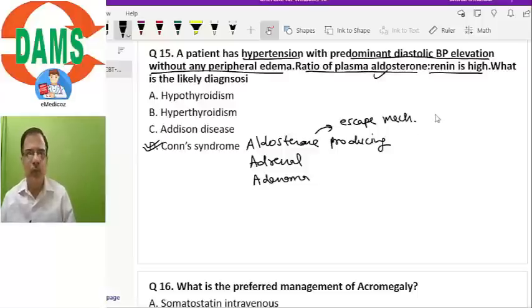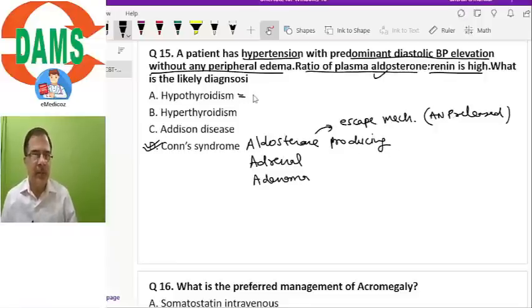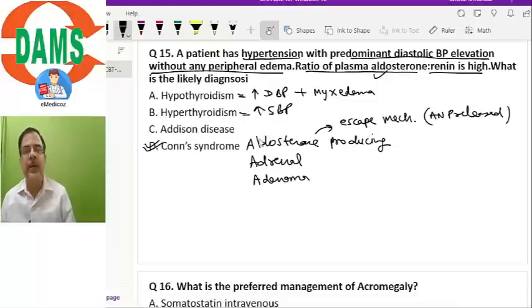Whenever there is a fluid overload, ANP is released, and because of the ANP release, fluid overload is prevented in Conn syndrome. Hypothyroidism has high diastolic BP, no doubt about it, but it is associated with myxedema. While hyperthyroidism has high systolic BP, predominantly due to high cardiac output, while Addison's disease presents with low blood pressure, not high, low blood pressure.